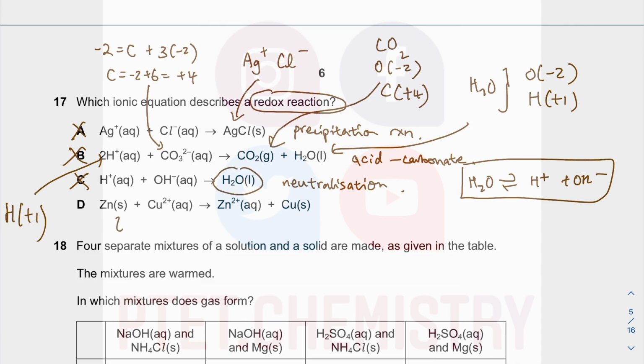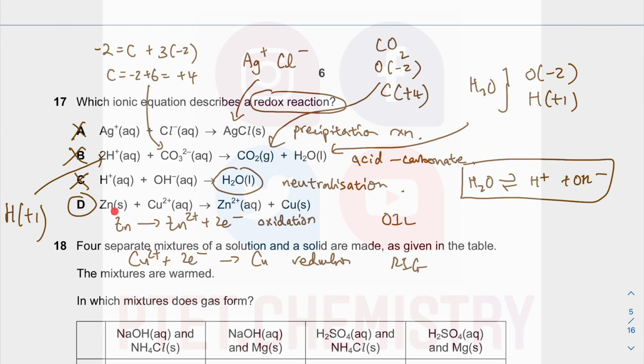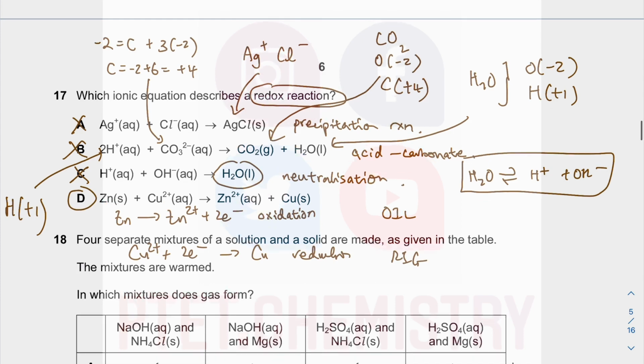The zinc here, you can think about the zinc forming zinc 2 plus. That is your oxidation, because oxidation is loss of electrons. Your copper 2 plus has gained electrons to become copper. Reduction is gain of electrons. Your OIL RIG mnemonic here. You can think about oxidation number as well. Zinc 0, copper plus 2, zinc plus 2, copper 0.